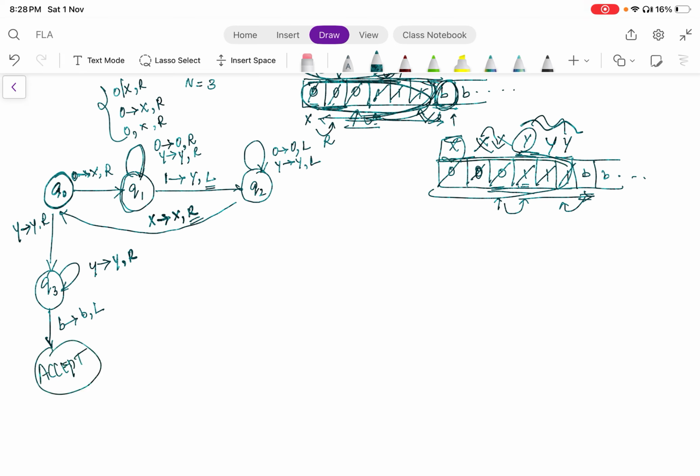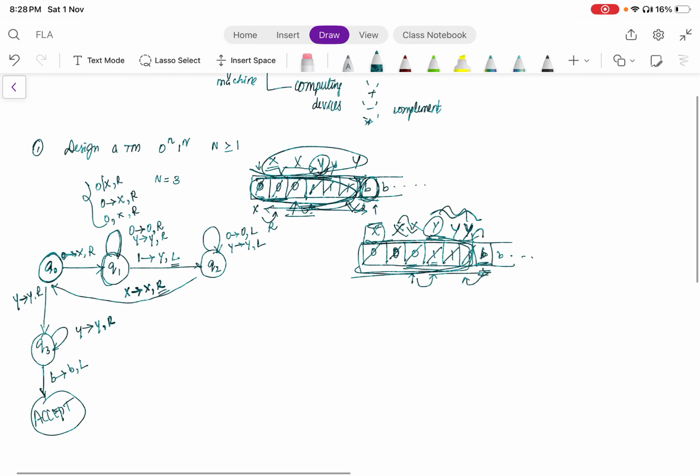Because your string is only till the last y, your blank space is not included in the string. That's why we move one step left and accept the whole string. So this is the Turing machine for a power n, b power n, or 0 power n, 1 power n.